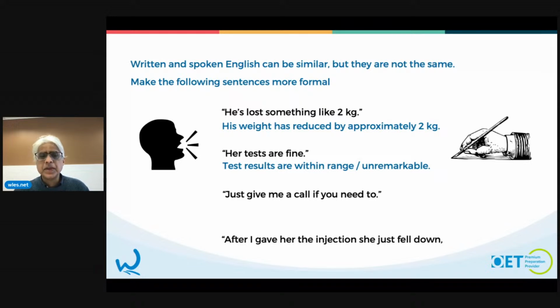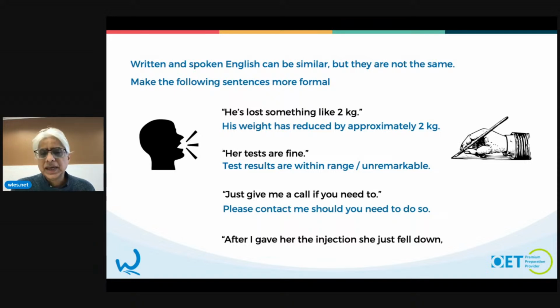How about the next one? Just give me a call if you need to. Quite casual. Sometimes you see something like this at the end of the letter when you have your closing statement: Please contact me should you need to do so. Again, you can see that it's more formal. And also, I didn't use "if". I could say, please contact me if you need to do so. But I didn't use "if", I used "should". And that, again, has raised the formality of my writing.